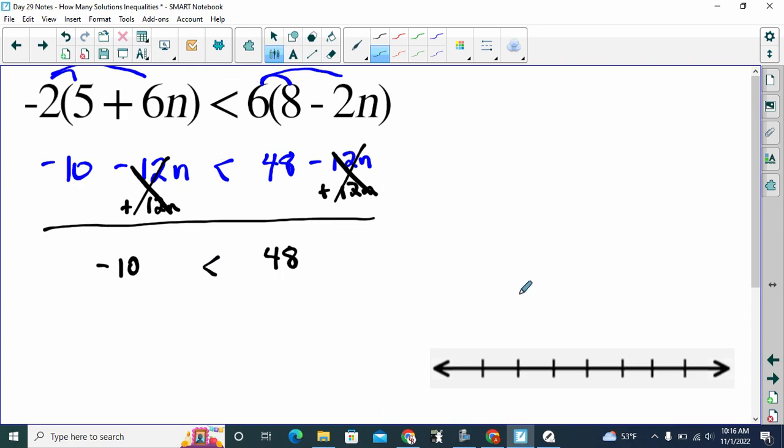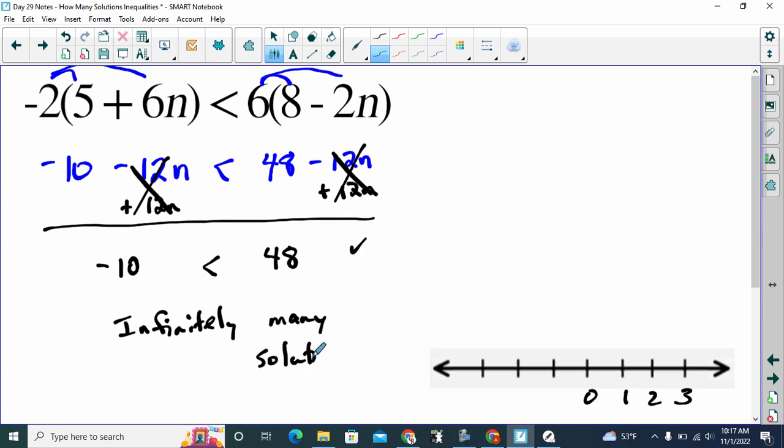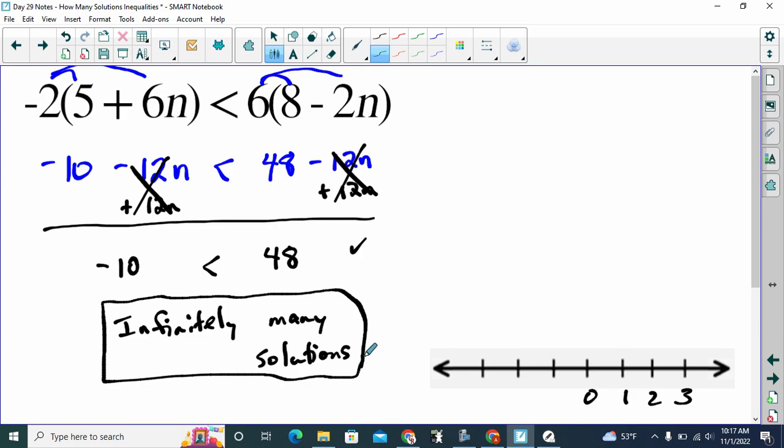I don't have any n's left. I can't solve for n if there's no n's left. This time I have a true statement. 48 is bigger than negative 10. This is true. When that's the case, we have infinitely many solutions. Any number for n makes this a true statement, therefore makes this a true statement.